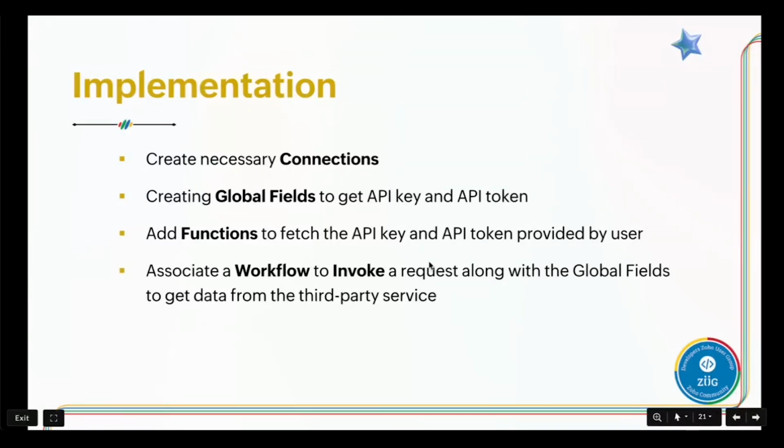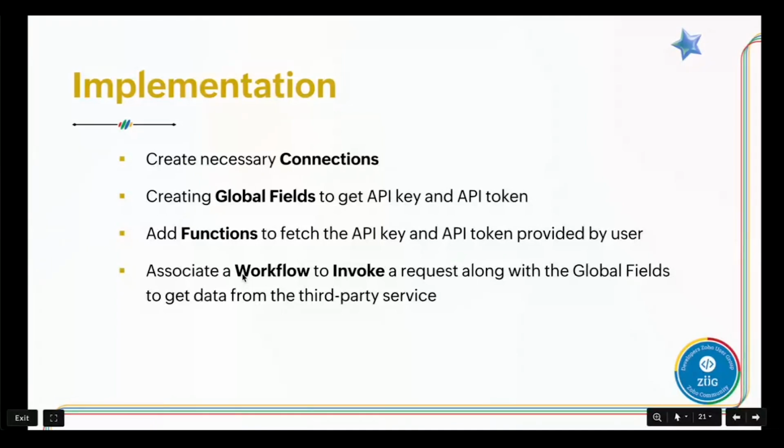Once we get the API keys and API tokens, we'll then have a custom function which will fetch the sales order information from Zoho Books and pass it on to Trello using the authentication, that is the API key and the API token provided by the user. Okay. So in order to trigger this function whenever a sales order is created, we will create a workflow which will automatically trigger the custom function whenever a sales order is created in Zoho Books.